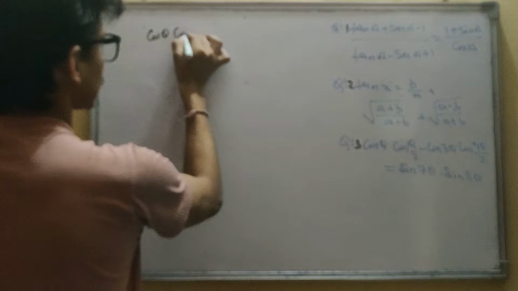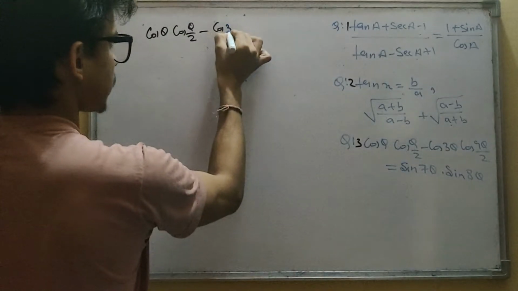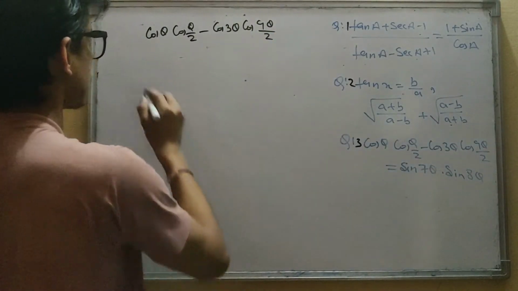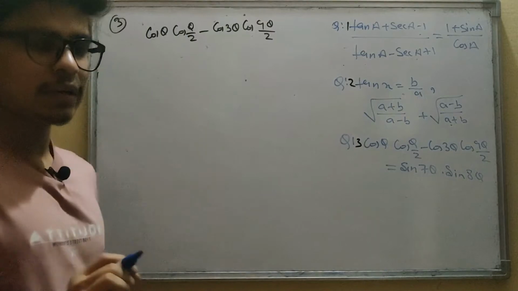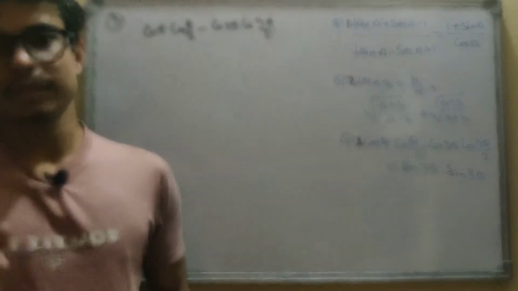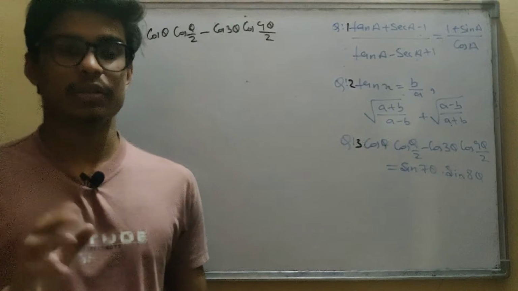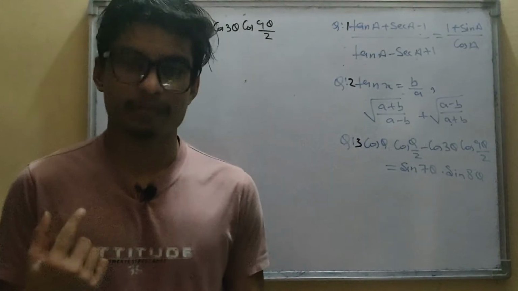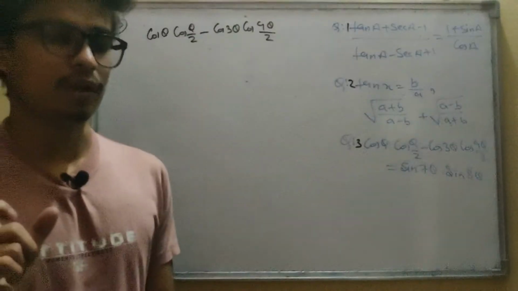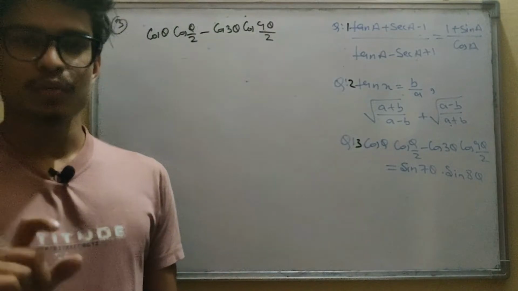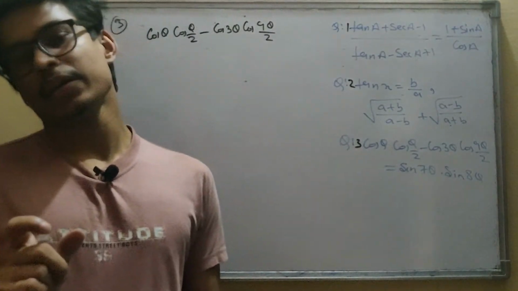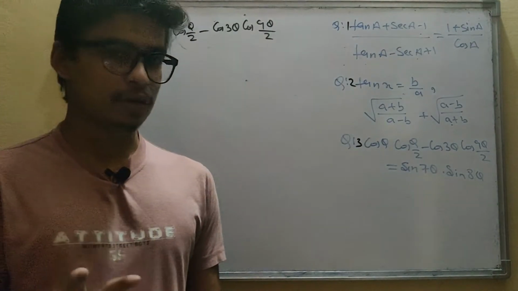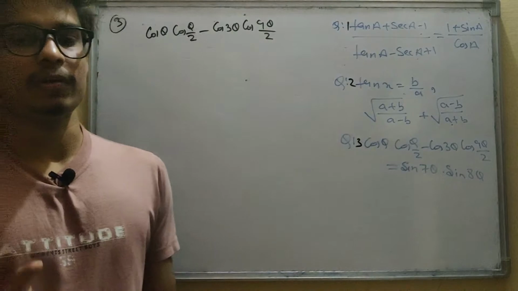Cos theta by 2 minus cos 3 theta cos 9 theta by 2. So we have to prove this. This is question number 3. The better practice is, whenever you see cos or sin terms being multiplied, you multiply and divide by 2. You have a formula, 2 cos a cos b. I already told you, you can see this in your formula sheet.